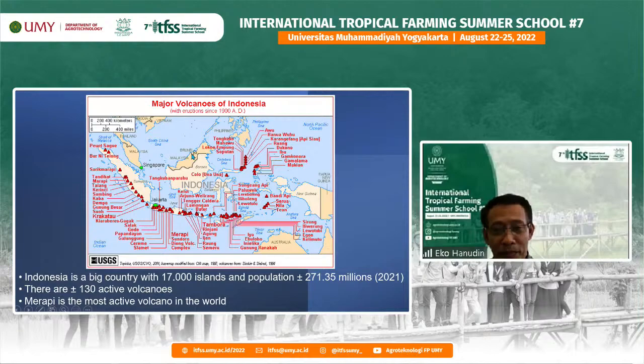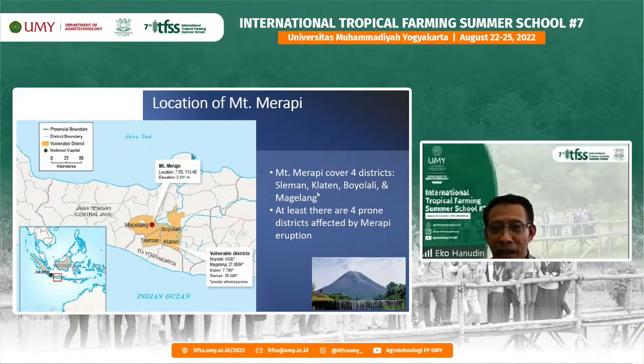And the position of Mount Merapi covers around four districts, namely Sleman, Klaten, Boyolali, and Magelang. So if Mount Merapi erupts, the impact affects around four districts in this area. So the government gives special attention to the activity of Mount Merapi.